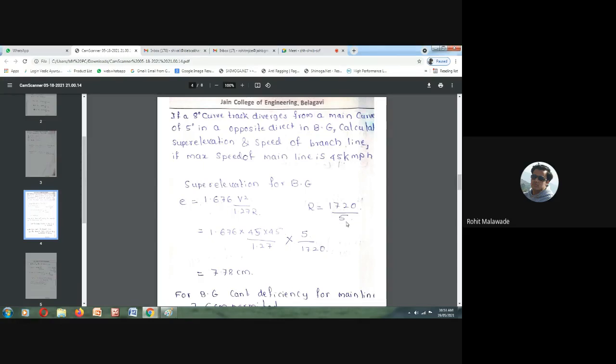So here I know the degree. For the main curve, the D value is given, it is 5 degree, so the R value I can calculate. Here what I have done is GV square divided by 127 R. So 1.676 is the G value for a broad gauge. The V value is already given for the main line, it is 45. So 45 into 45 divided by 1.27 into R. Here R is in the denominator, so it will become reversed: 5 divided by 1720. E is equal to 7.78 centimeter for a broad gauge or for the main line.